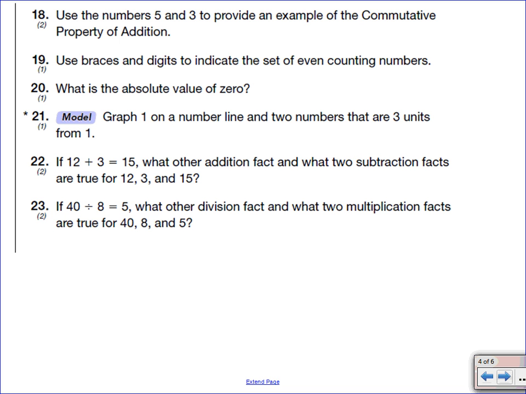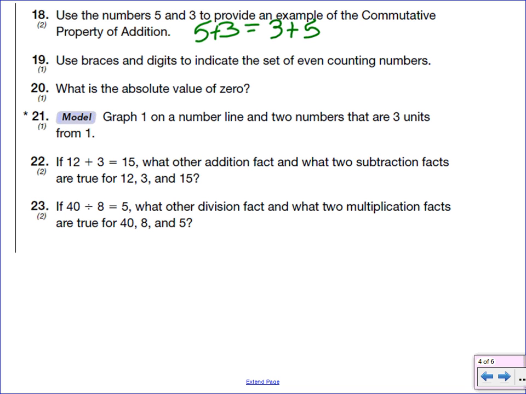Use the numbers 5 and 3 to provide an example of the commutative property of addition. The commutative property says that it doesn't matter the order that you put the numbers in if you're adding. So I can have 5 plus 3, and that's the same thing as 3 plus 5.